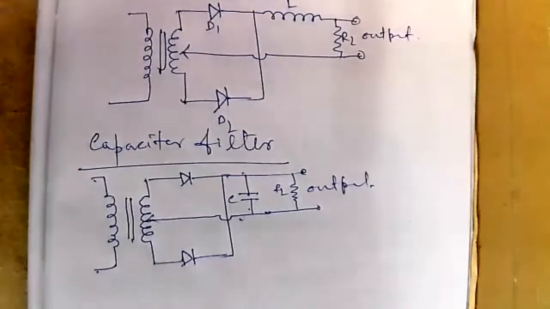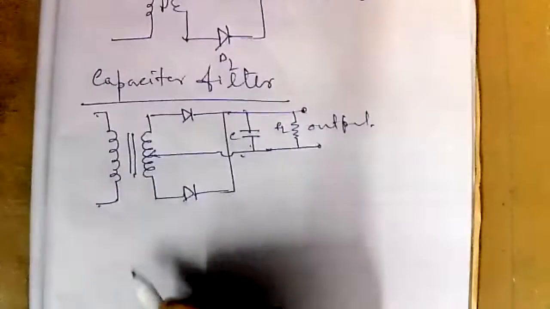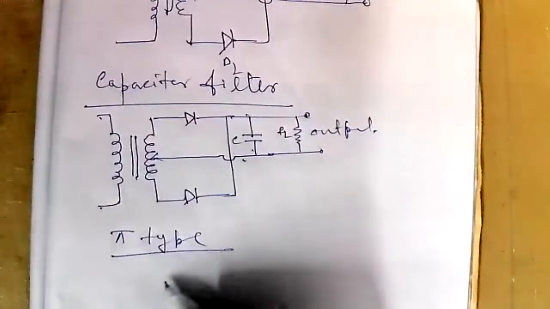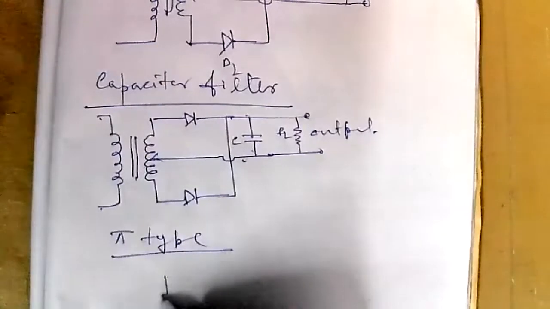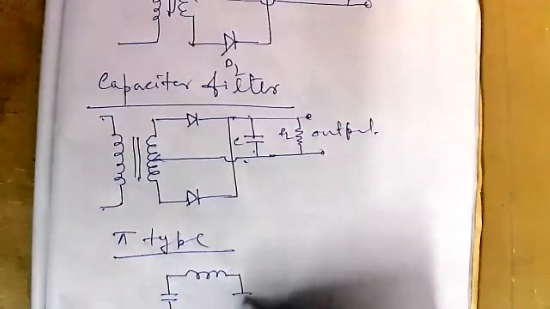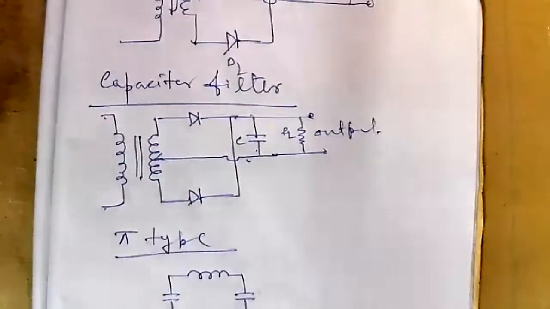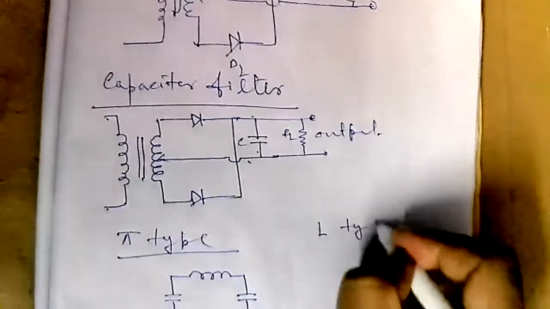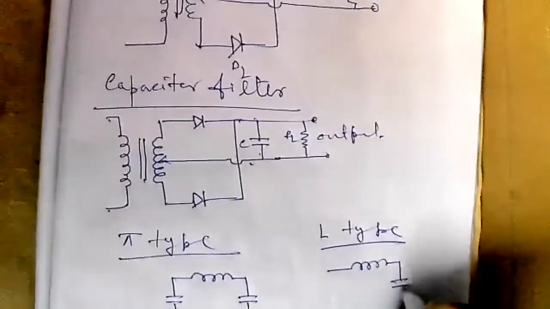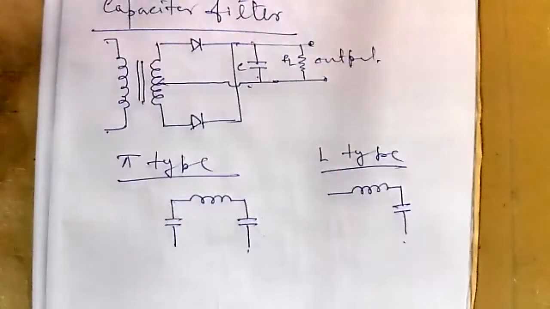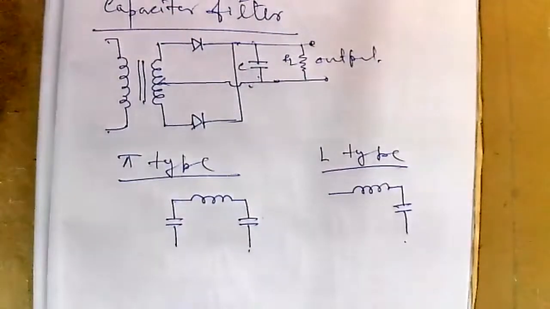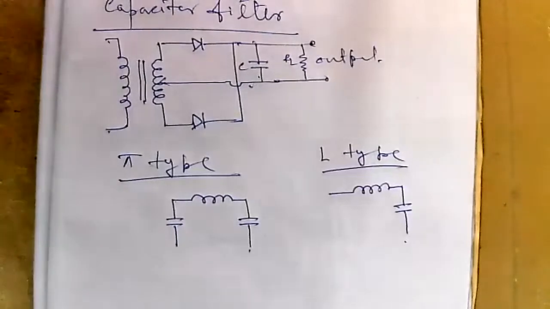There are other different types of filters, which is called pi type, where two capacitors and one inductor are used. This is the pi type filter. L type, where one inductor and one capacitor are used. So there are different types of filters which can be used to smoothen the output.